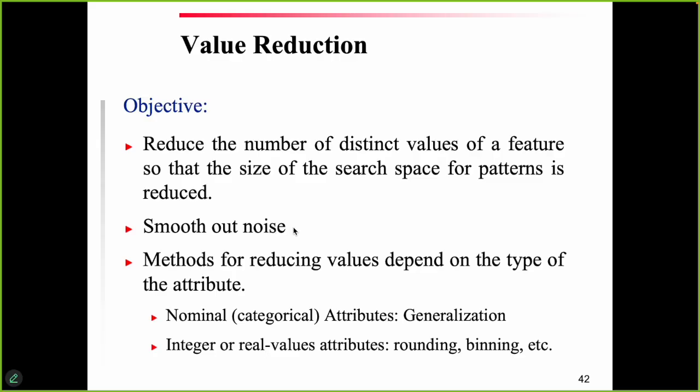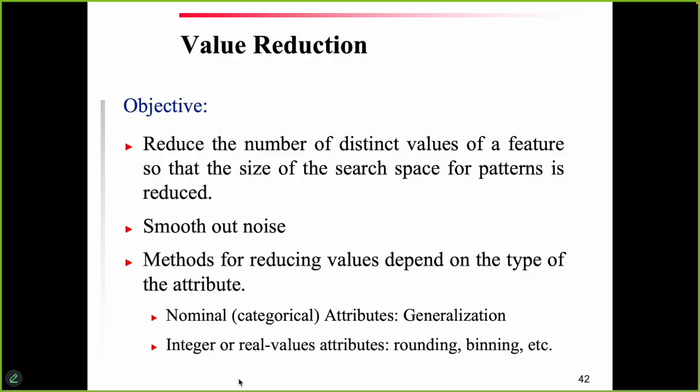Now, we have several methods, but before we know, for example, the methods that we can use for value reduction, it's important to know what type of data we are dealing with. So methods for reducing values depend on your type of attribute. In general, we have two big types of data: nominal or categorical attributes, or numeric, integer, or real valued attributes.